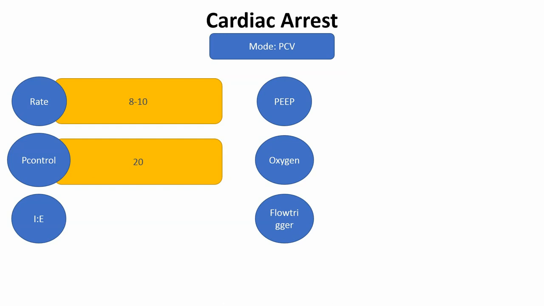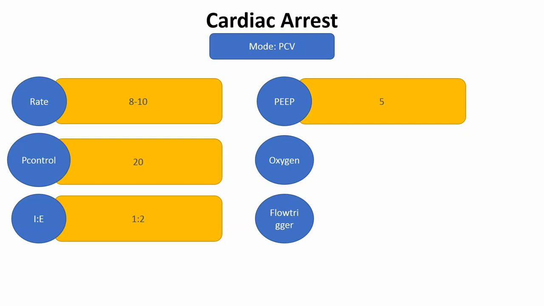survive. So your I to E ratio, this says 1 to 2, but if you drop the rate down, it's going to be hard to get an I to E ratio of 1 to 2. So that's not really important. You can almost ignore that. PEEP of about 5. That seems a little strange. Why would you want to add PEEP in cardiac arrest?